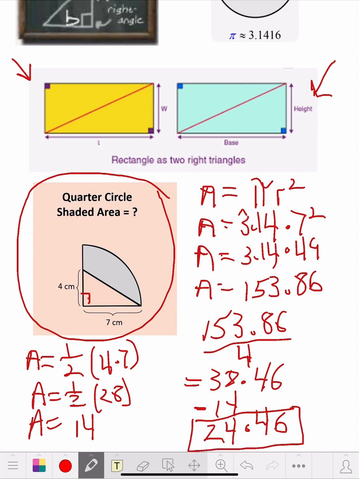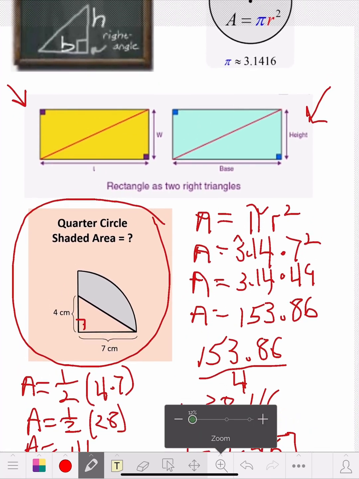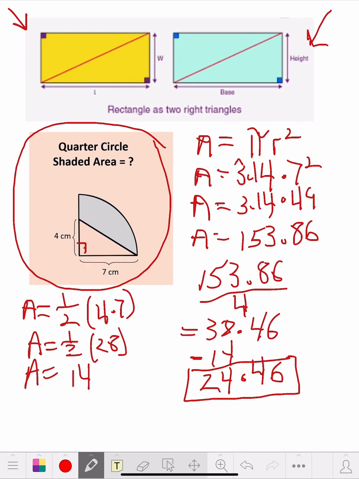That's the answer. But you see how easy that really was when you step back? Like I said on all these problems, you just step back and say, how can I solve this with the given information? If it was a whole circle, it would be 153, but it's not a whole circle, it's a quarter of the circle. Of that quarter, which is 38.46, we're taking off the area of that little triangle, which is 14, and we come down with 24.46, and that's the answer.